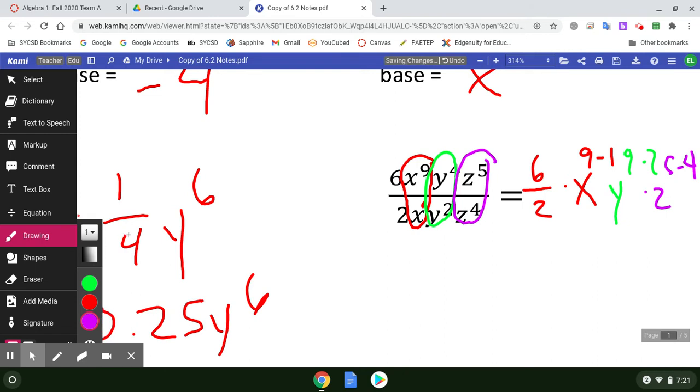So then our final answer, go back to red. 6 divided by 2 is 3. And then we're left with 8 total factors of x, 2 total factors of y. Sorry, this is a 4. And 1 total factor of z.